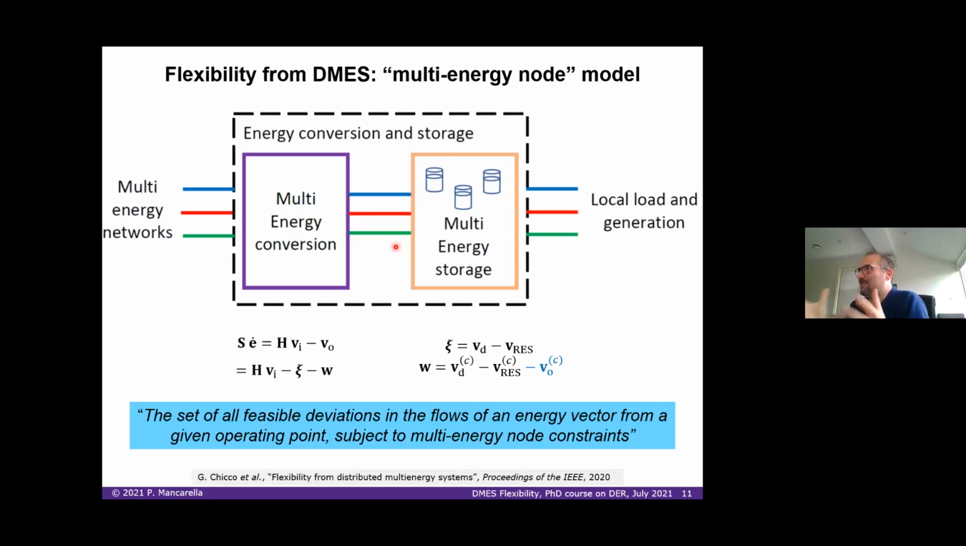So effectively, flexibility is mathematical degrees of freedom in an optimization problem. Of course, it's an optimization problem. This is subject to constraints. What are these constraints? They are the multi-energy node constraints. It's still the physical constraints. And of course, there may also be some economic constraints. So that's why, when we define this flexibility more specifically, we say it is the set of all feasible deviations in the flows of an energy vector, for example, electricity, from a given operating point, subject to the multi-energy node constraints. So I focus on one energy vector, electricity.